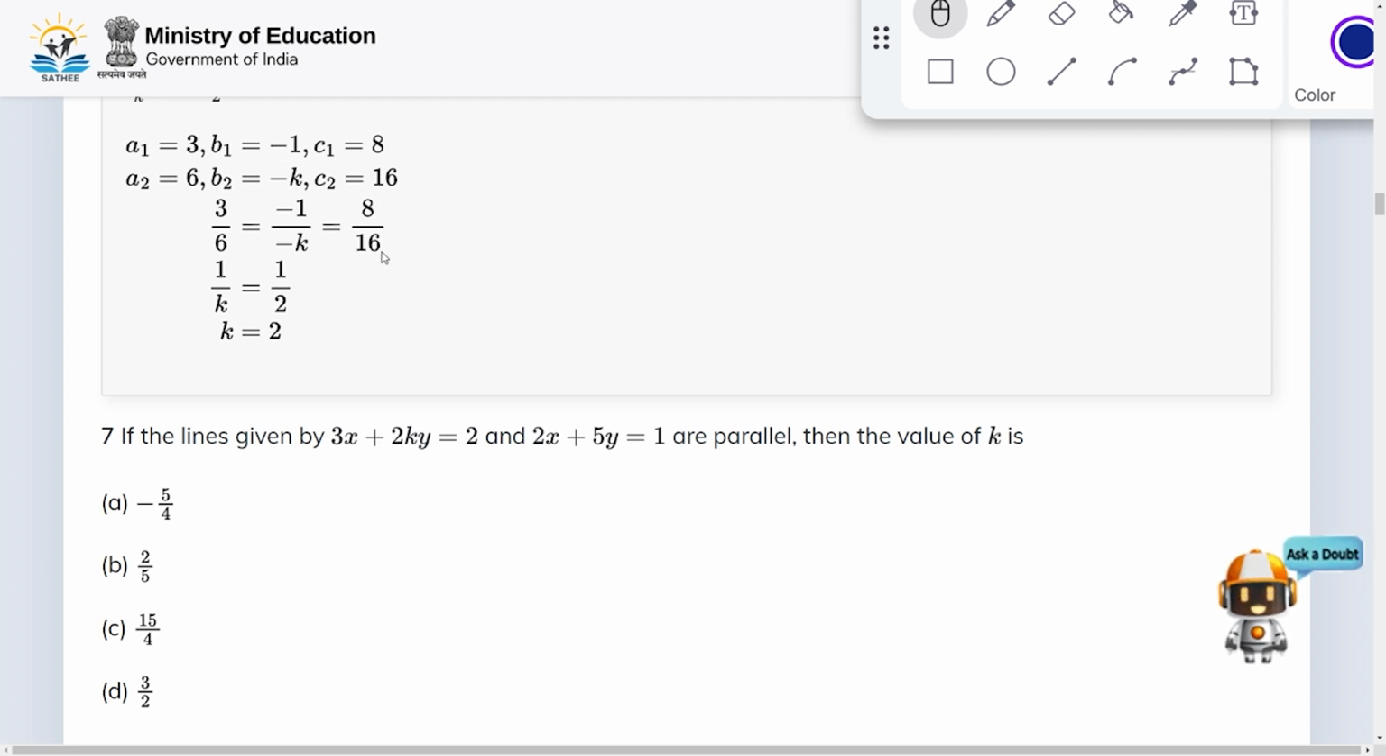So now if we find the ratios A1 by A2, B1 by B2 and C1 by C2, then we will get A1 by A2 is equal to 3 by 6, B1 by B2 is equal to minus 1 by minus k and C1 by C2 is equal to 8 by 16. Okay, so we know the condition for coincident lines is A1 by A2 is equal to B1 by B2 is equal to C1 by C2. So 3 by 6 is equal to minus 1 by minus k and this is equal to 8 by 16. If we take the first two ratios, then we will get 1 by k is equal to 1 by 2 and it implies k is equal to 2. Okay, so the value of k is equal to 2.